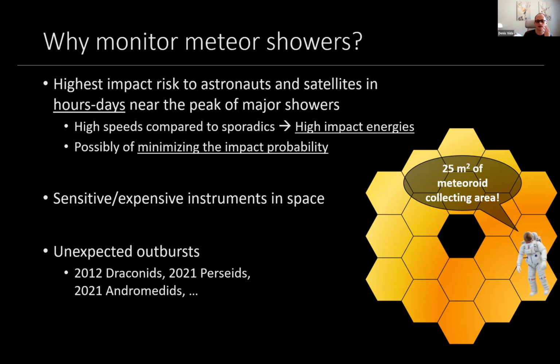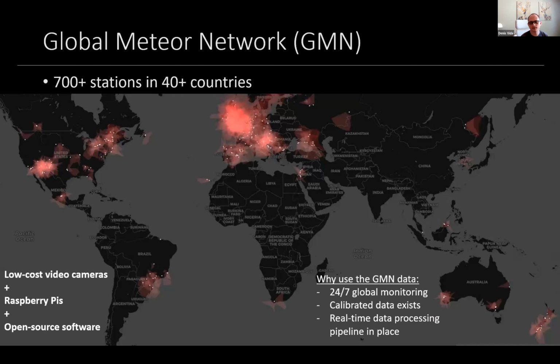The 2012 Draconids, last year's Perseid outburst, and we had the Andromedids as well that weren't really predicted anywhere. So we want to make sure that they are well observed and we can make better prediction models based on those observations. The best way, at least from our perspective, because this is what we have to work with, is to use the Global Meteor Network data that we have at our disposal.